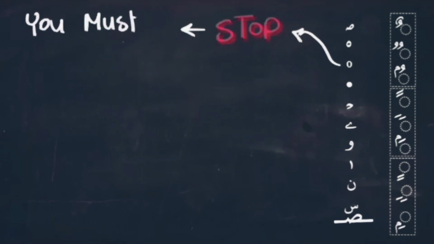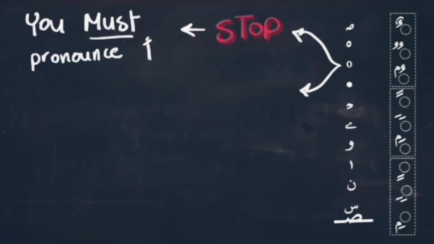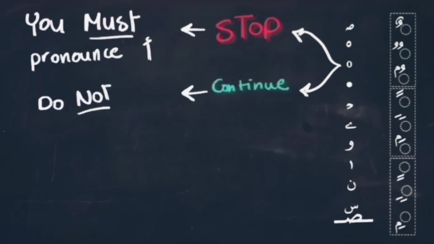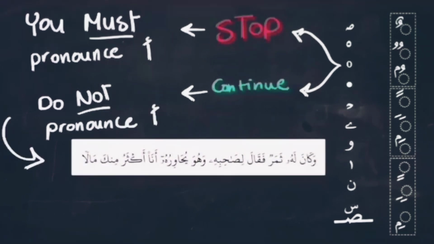Next is the sign that looks like a zero. And this is an interesting sign because when you see it above the alif, it means that you pronounce it. You pronounce the alif if you stop at this word. But if you continue, you will not pronounce it. Like in this example. So if you stop at the word, you will have to pronounce the alif. And you will say, وَهُوَ يُحَاوِرُهُ أَنَا.